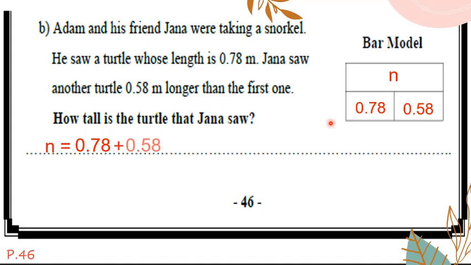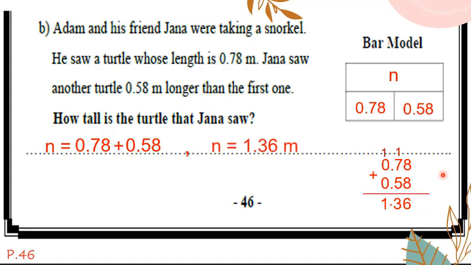0.78 plus 0.58. In a draft, 0.78 plus 0.58. Let me start from the right side. 8 plus 8 equals 16. Write 6 and carry 1. 1 plus 7 equals 8. 8 plus 5 equals 13. So I'm going to write 3 and carry 1. Decimal plus decimal equals decimal. 1 plus 0 equals 1. So n equals 1.36 meters.